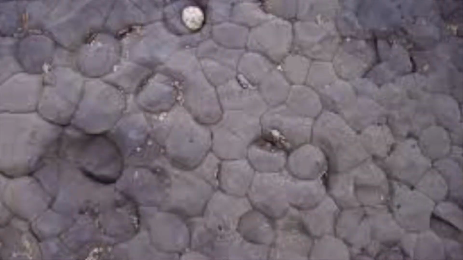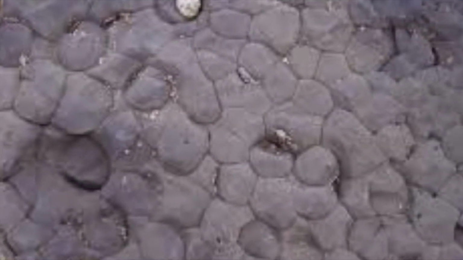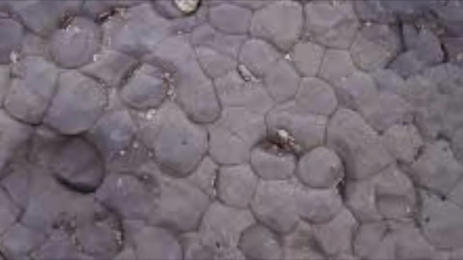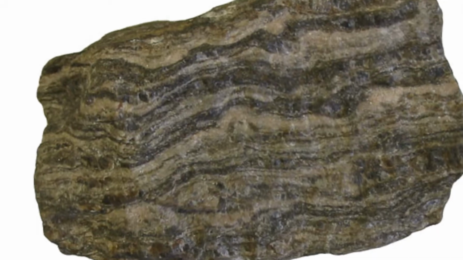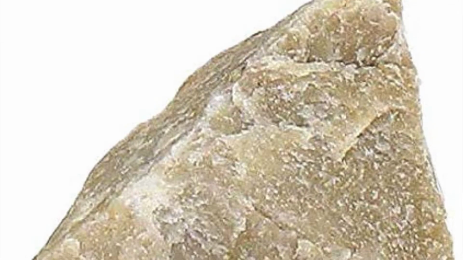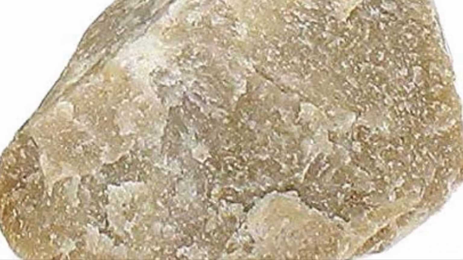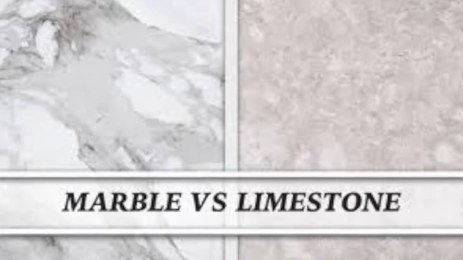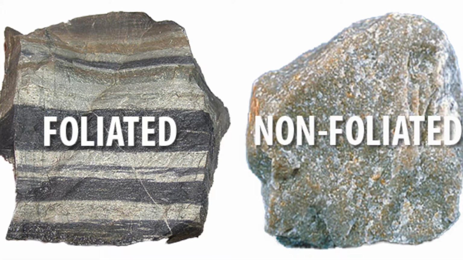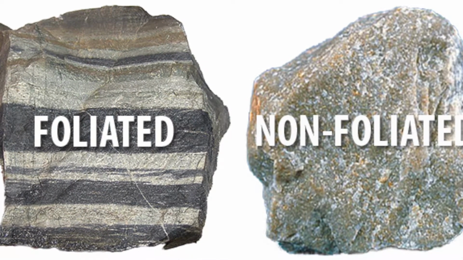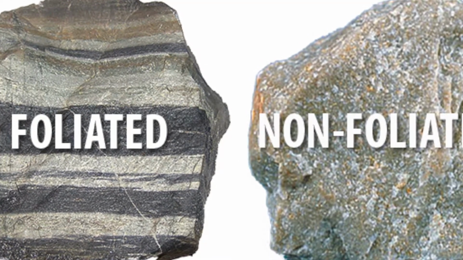A type of foliated metamorphic rock is mudstone, which turns into slate, and granite, which turns into gneiss. And an example of non-foliated is quartz sandstone, which turns into quartzite, and limestone, which turns into marble. The most common characteristic used to identify metamorphic rocks is whether they are foliated or not.